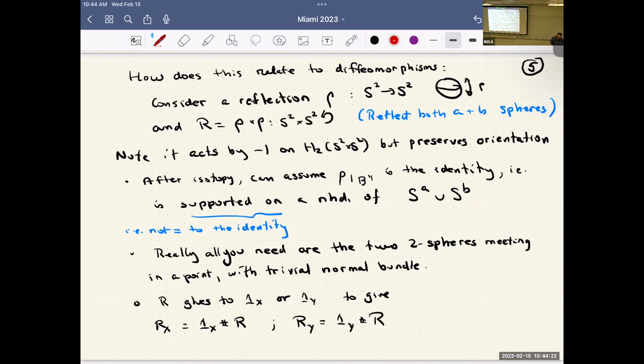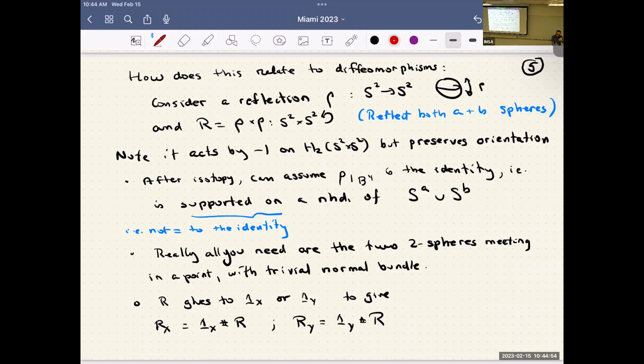It's a variation of something that I discovered way back in 1998. With those two 2-spheres, you can do something interesting. S2 cross S2 has a diffeomorphism where you take each 2-sphere and reflect it. On each 2-sphere, it reverses orientation. It acts by -1 on the second homology.